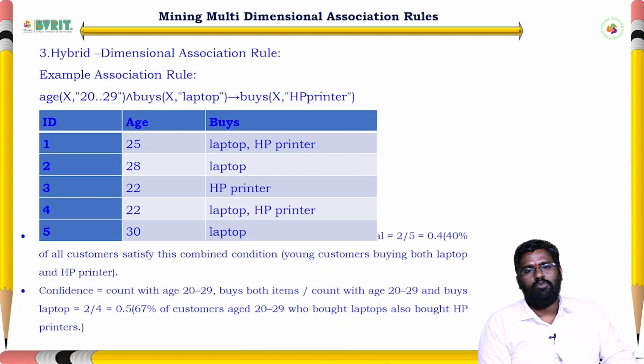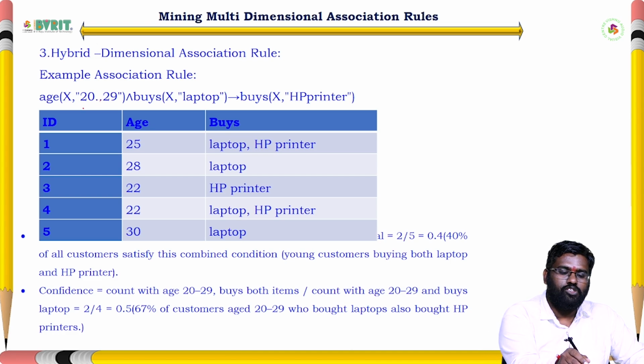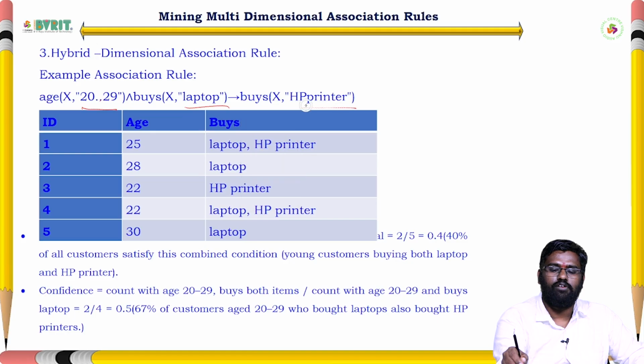Third one is hybrid dimensional association rule. Hybrid dimensional association means it contains more than one predicate with the different association rules. So see here, the age 20 to 29 and buys laptop, finally they buy an HP printer.